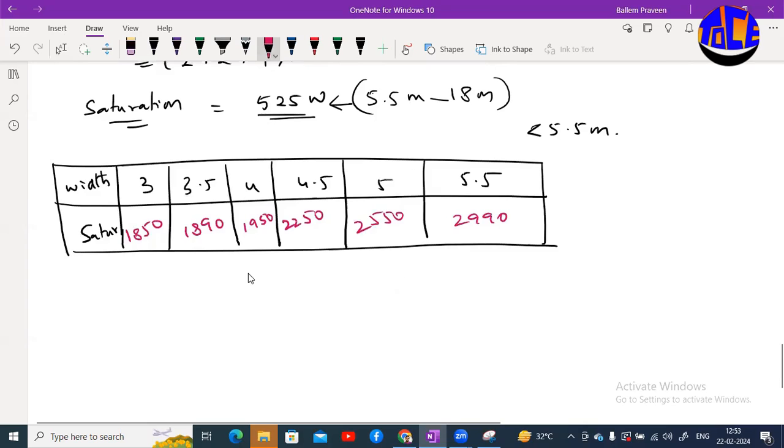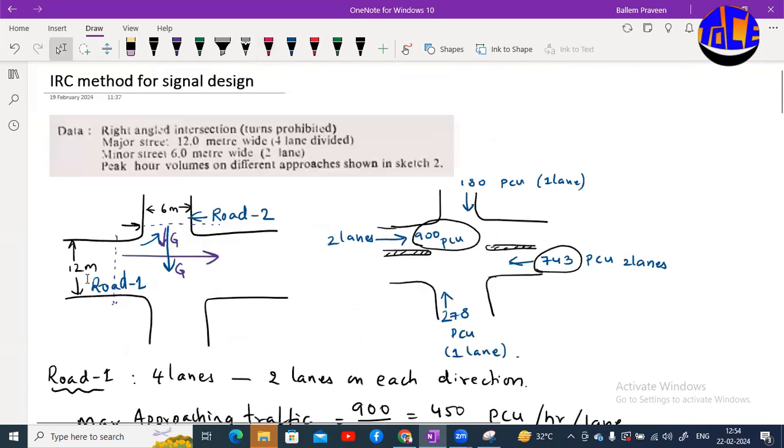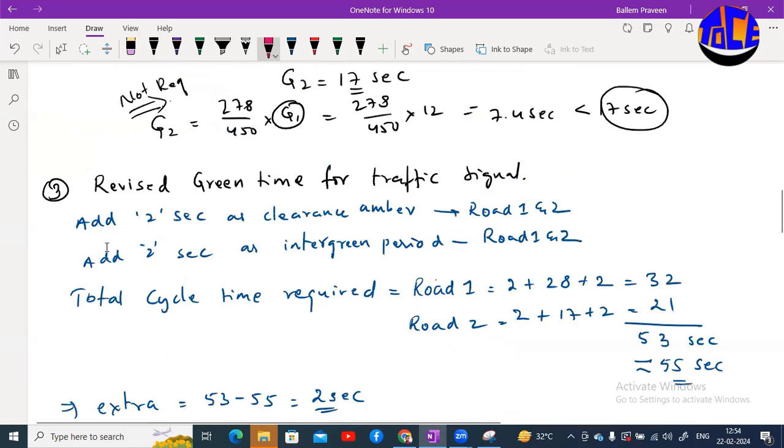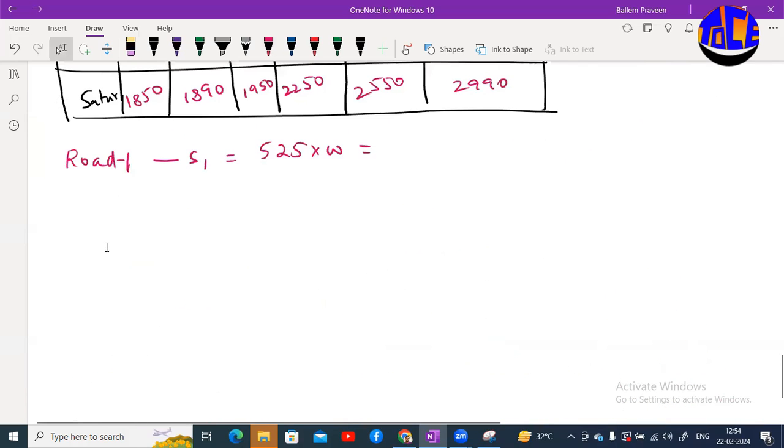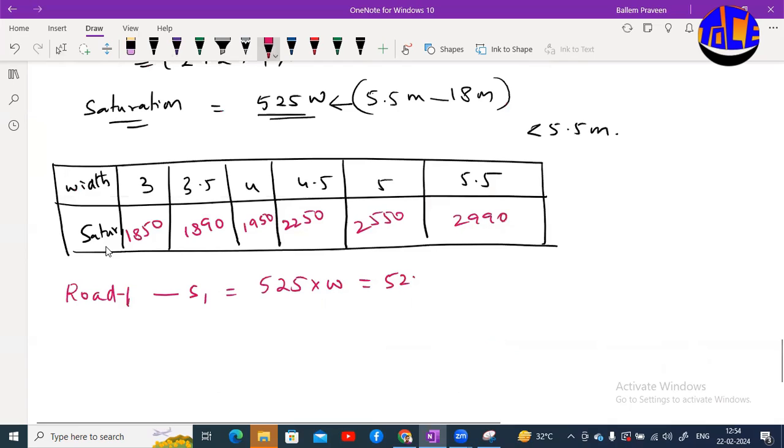So for road 1, that is S1, S1 will be 525 into W. What is the W for road 1? Total width is 12 meters, but we need to take only one direction. Two directions are there, so 12 divided by 2 gives 6 meters, which is 2 lanes. So the width is 6 meters, and we can directly use this formula. 525 into 6, so the value is 3150 PCU per hour.